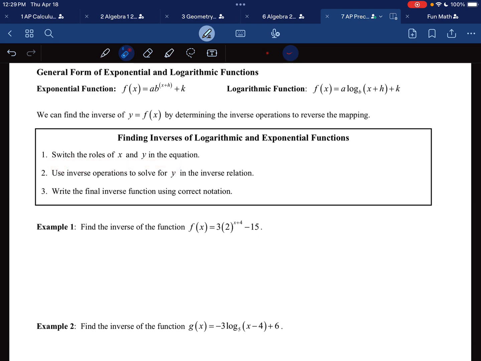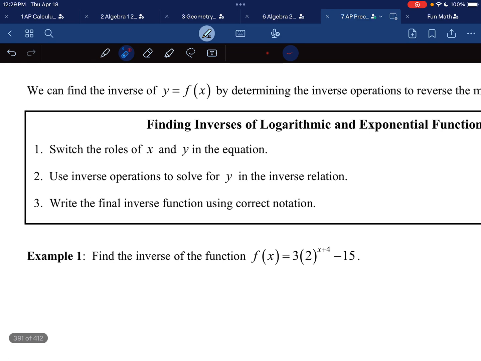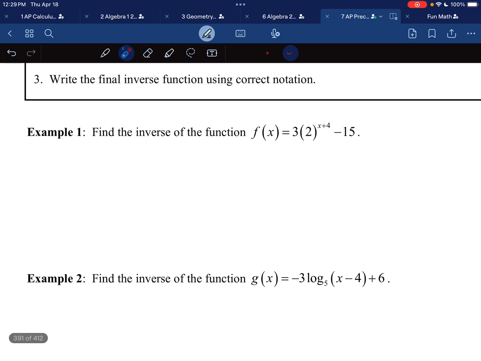So one thing that I noticed that the answer key is doing differently than what I do, they switch x and y, and they don't change it to f inverse of x. They just call it y because it's easier to write over and over, and then they just write f of x at the very last step. I'm going to be doing that in this video as well. So let's go ahead and try to find the inverse of the following function.